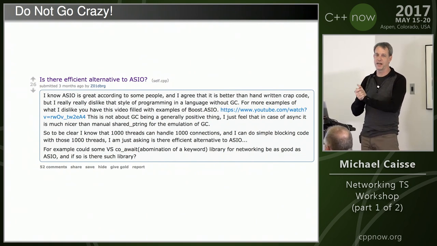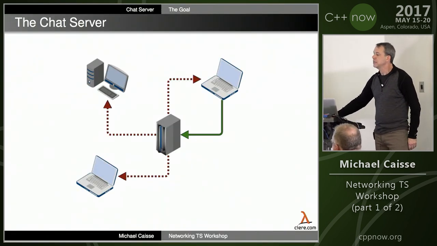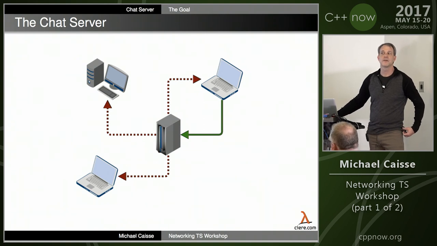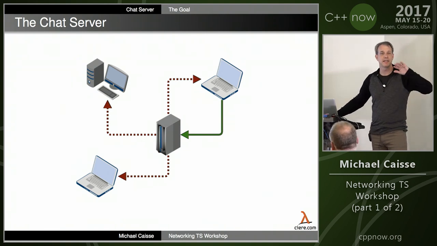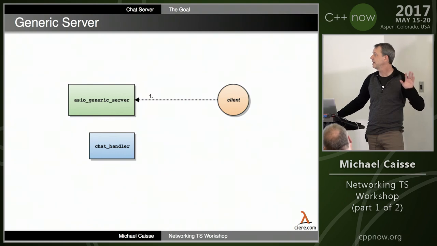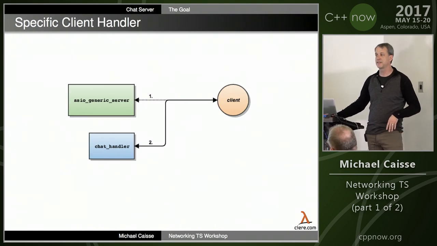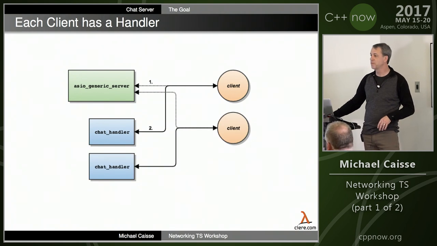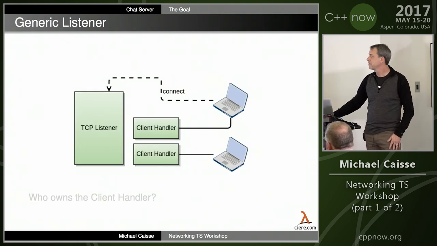One of the things that drove this guy nuts was this. Let's say you're writing a chat server. So you've got clients connecting in, lots of clients connecting in. Every time a client connects in, it gets handed off to some object that represents that client. And so as more and more clients come in, we get more of these.